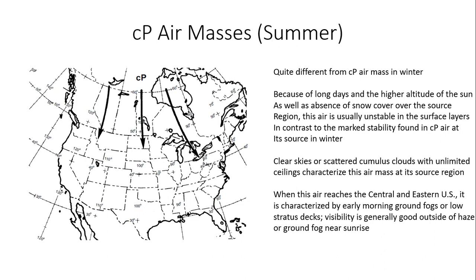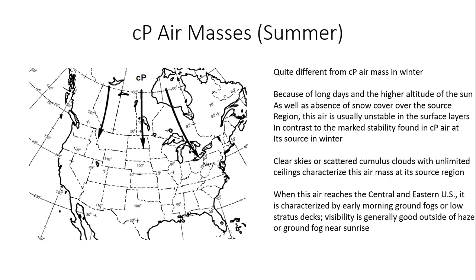Now, typically you get clear skies or scattered puffy cumulus clouds with continental polar air masses in summer, with unlimited ceilings. Additionally, when this air reaches the central and eastern U.S., it is characterized by early morning ground fogs, or you might find low stratus or stratocumulus cloud decks in the morning. Visibility is generally good outside of haze or ground fog near sunrise. So continental polar air is the air mass that gives us the break from the high humidities along the east coast of summer.